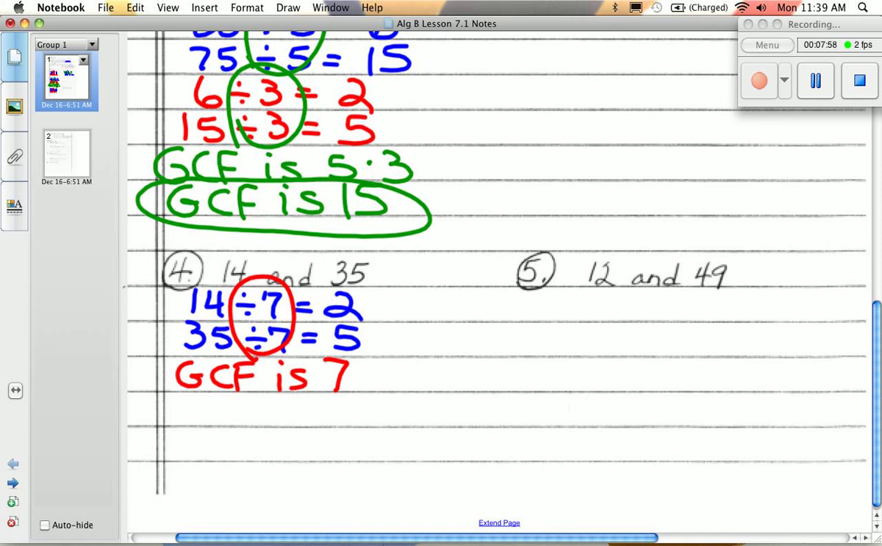6. Does 6 go into 49? No. Neither does 2. Neither does 3. 3 is another number that goes into 12. Is 3 going into 49? No. What's another number that goes into 12 that we haven't said? We've said 2, 3, and 6. 4. Is 4 going into 49 nicely?